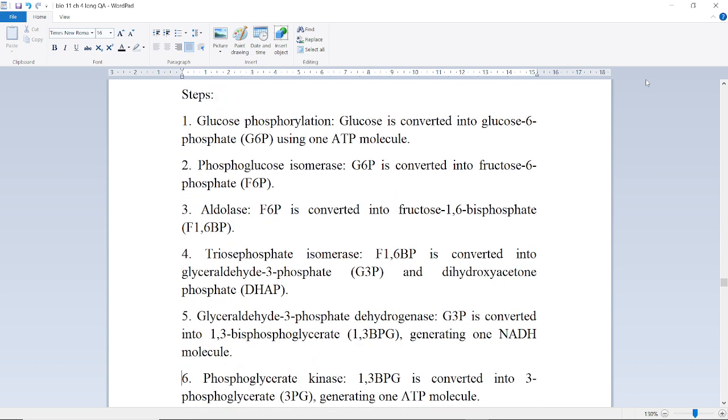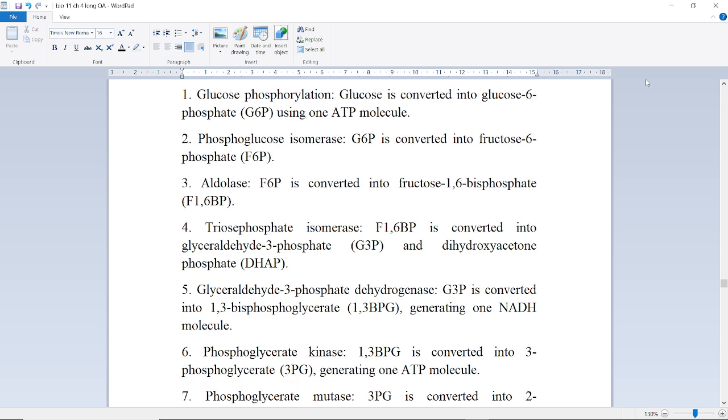Steps: glucose phosphorylation. Glucose is converted into glucose 6-phosphate using 1 ATP molecule. Phosphoglucose isomerase: G6P is converted into fructose 6-phosphate. Next step is aldolase. F6P is converted into fructose 1,6-bisphosphate, F16BP. Triphosphate isomerase: F16BP is converted into glyceraldehyde 3-phosphate, G3P, and dihydroxyacetone phosphate, DHAP.